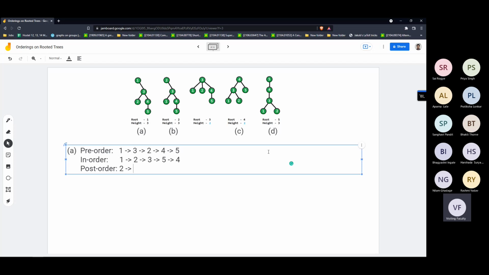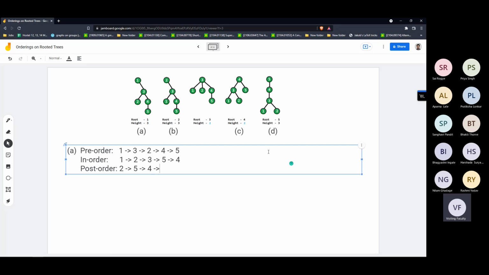Go on saying, why 5? 2 is the left subtree of 3. And 4 is the right subtree of 3. When 4 is the root, 5 is the left subtree of 4. So that's why we'll write 5. Okay. Then, is there a right subtree for 4? There's no right subtree for 4. Therefore, we just write the root.